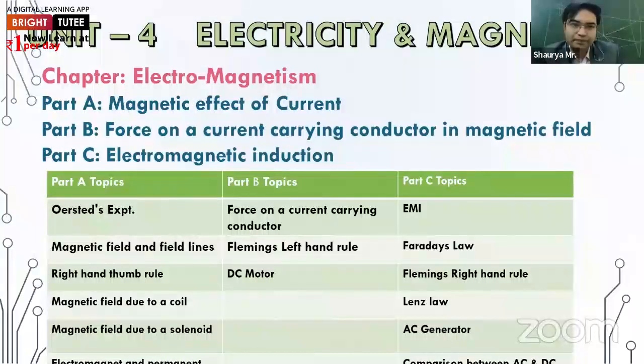Moving on, this was all about the current, electricity and the household circuits. The third chapter we have in this unit features electromagnetism, which further has been divided into three parts. First is the magnetic effect of the current, in which we obviously first start with the Oersted's experiment.